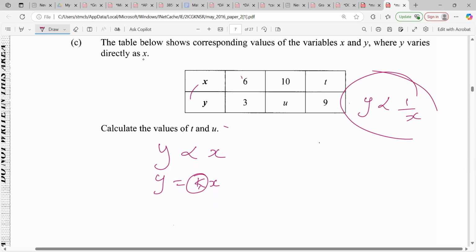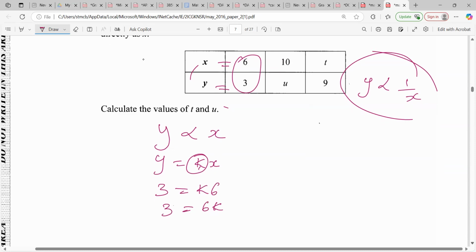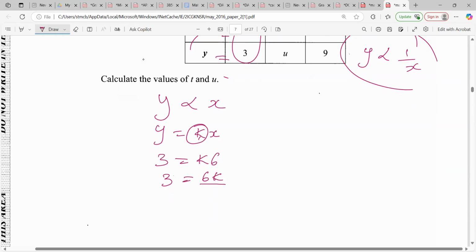So we normally use one of the two points that we are given, right? So we're going to substitute the values: x is 6, y is 3. All right, so 3 is equal to some constant k times 6. And this is the same thing as 6k, right? So we're going to solve for k. All we have to do is divide both sides by 6. So this works out to 0.5 or half. So k is equal to 0.5.